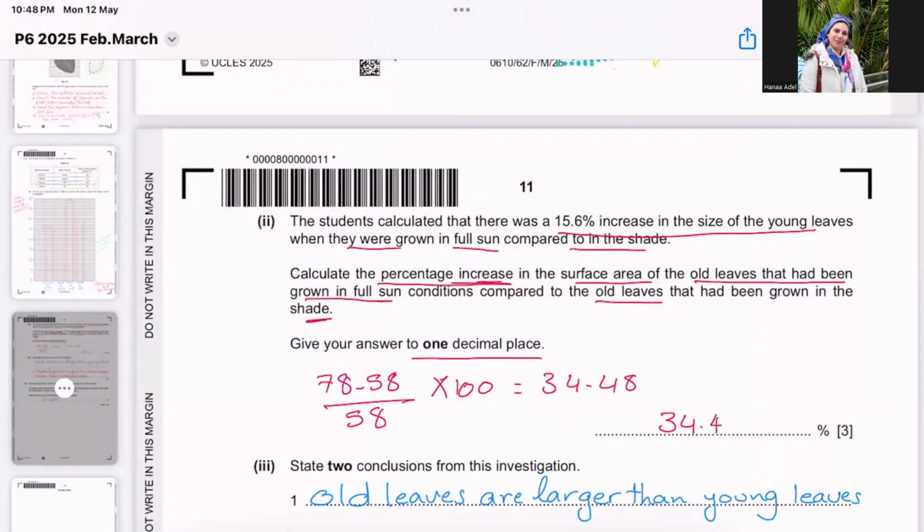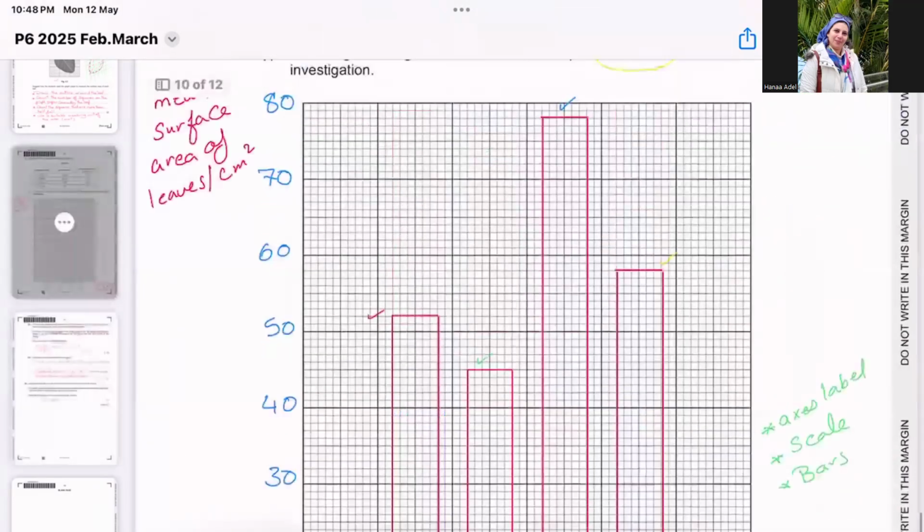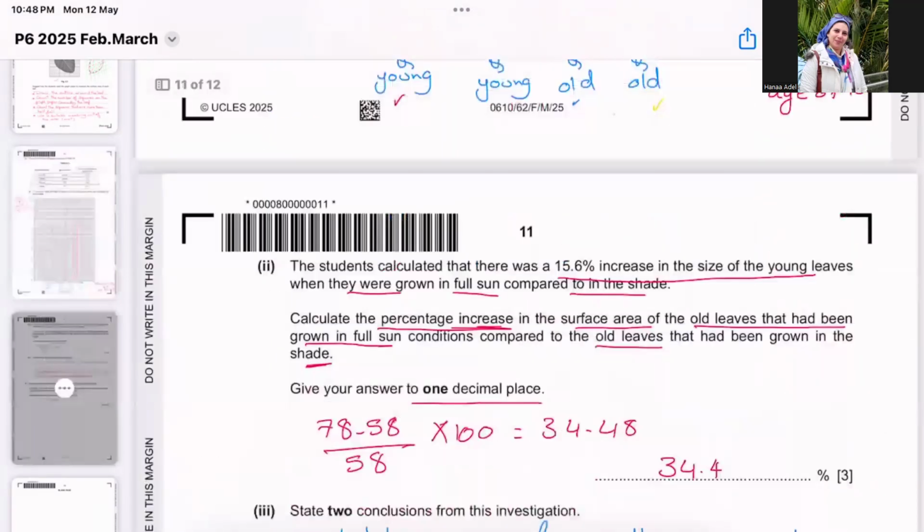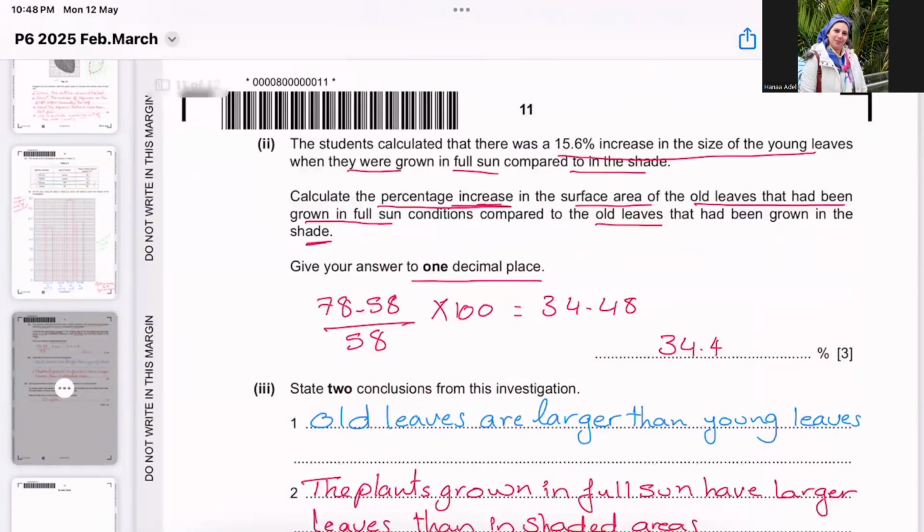State a conclusion from this investigation. If you return back to the graph, we can find that the plants that grow in full sun and old give larger leaves than the young ones. So the old leaves are larger than young leaves, and the plants that grown in full sun have larger leaves than in shaded area.